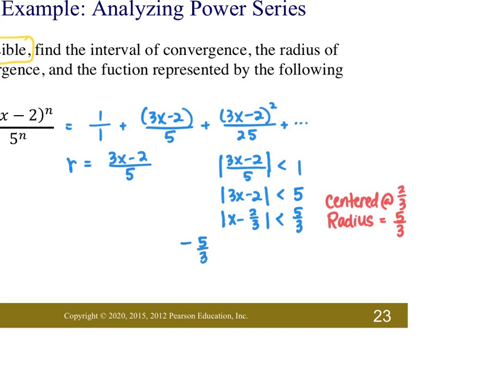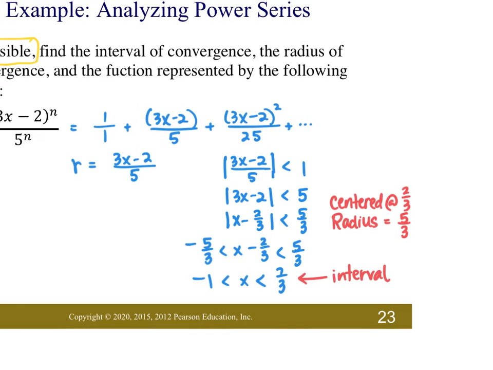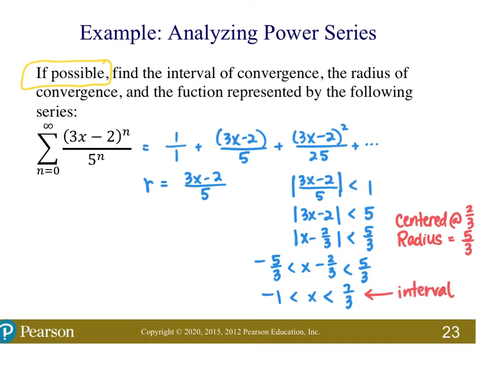So -5/3 less than x minus 2/3. And so then my interval, if I add 2/3, I'll get -1, and I'll get 7/3. And so the interval of convergence is between -1 and 7/3. As long as x holds within that interval, then we should be able to find the function.